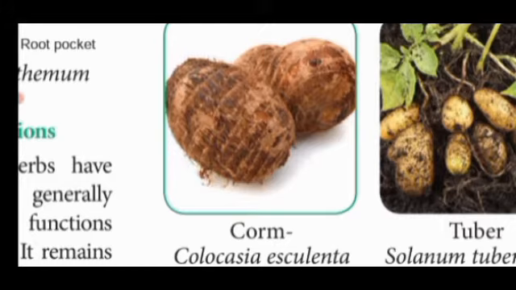The corm is a succulent underground stem with an erect growing tip. The corm is surrounded by scaly leaves and exhibits nodes and internodes. Examples: Amorphophallus, Gladiolus, Colocasia, Crocus, Colchicum are some examples of corm, kizhangu.